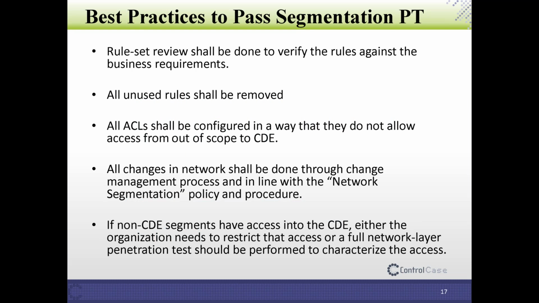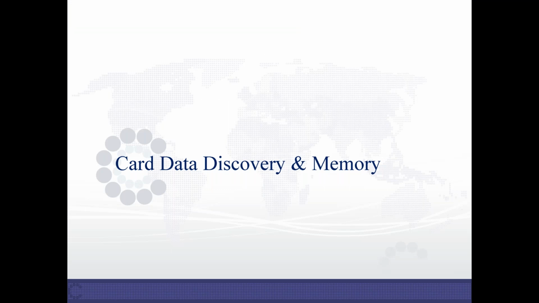And the best practices are, we talked about a few things in the past, but things like unused firewall rule sets to the extent firewalls are being used for segmentation, access from one segment to the other from an ACL perspective, and more periodic rule set reviews. These are types of things that should be done to ensure that segmentation is happening properly so that there's a higher probability of passing a segmentation penetration test.